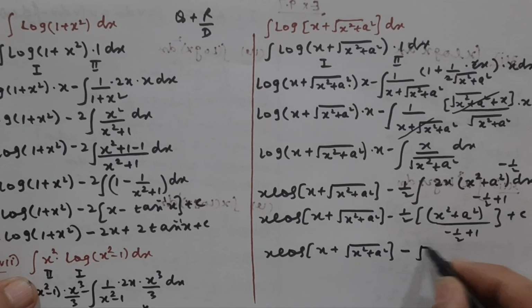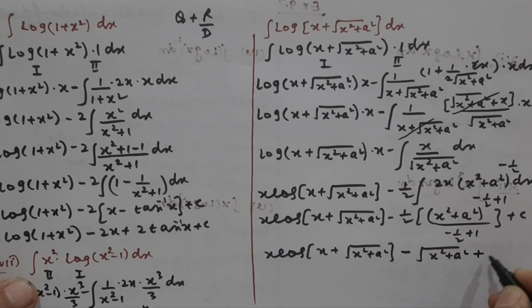So we get under root x square plus a square plus c.